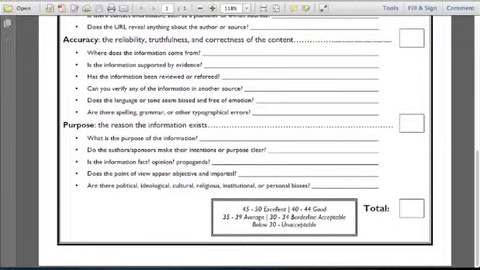Once you've given a number to each of the categories, you will add them up, and depending on the score, you will be able to tell whether or not the source is excellent, good, average, borderline acceptable, or unacceptable.